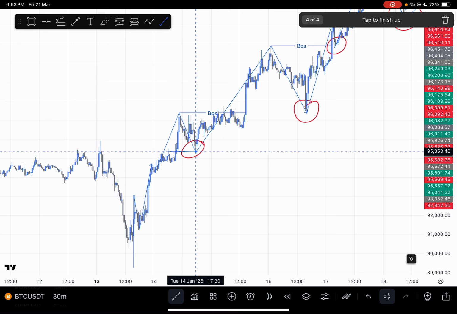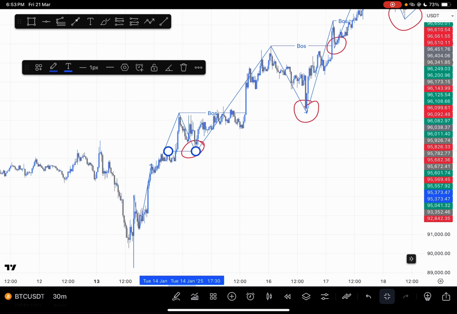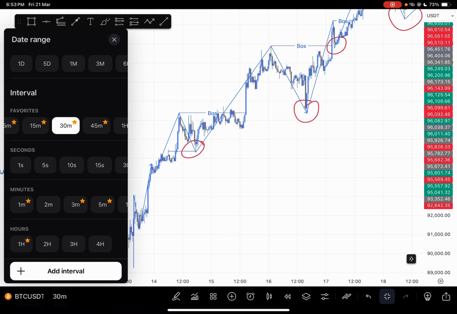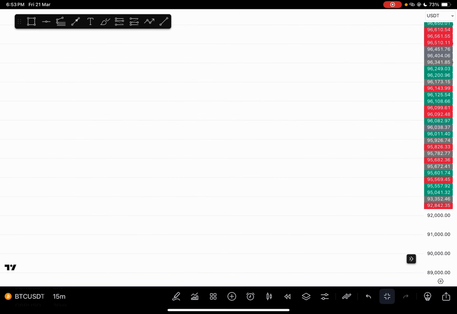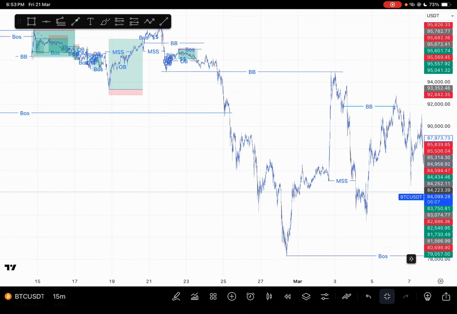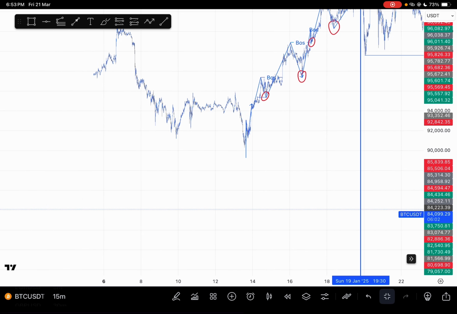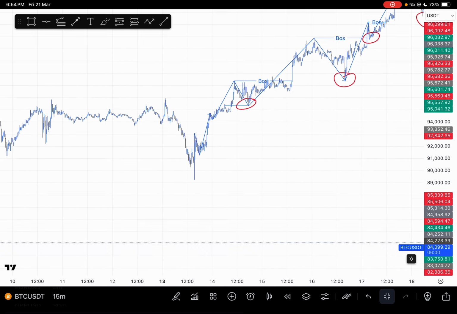This is the first breaker. Let me go to a lower time frame so I can mark that breaker block. So that's the first retest. Now what you should do next, after you mark the break of structure and that first retest, is go down to lower time frames so you can mark those breaker blocks or order blocks.